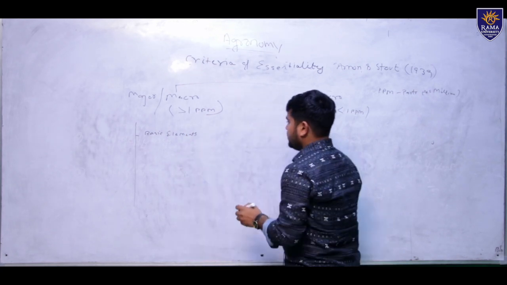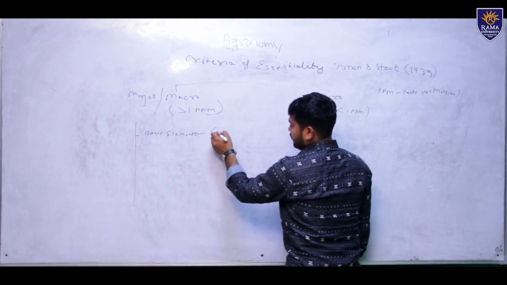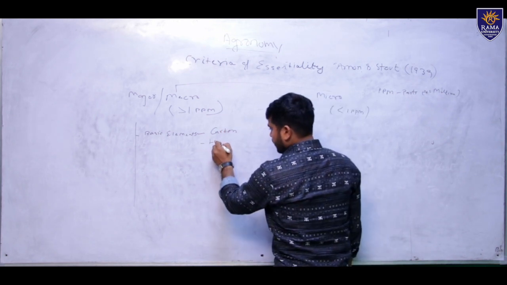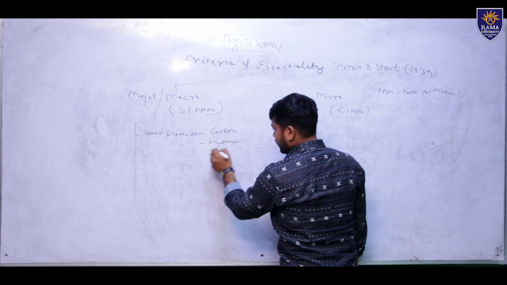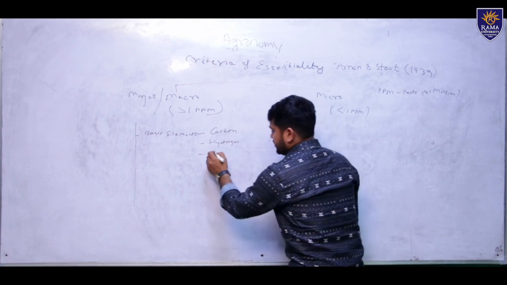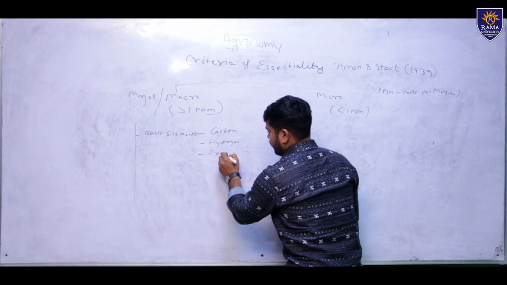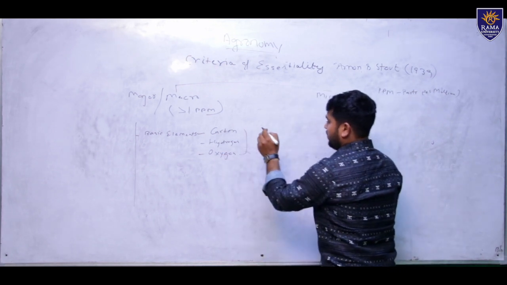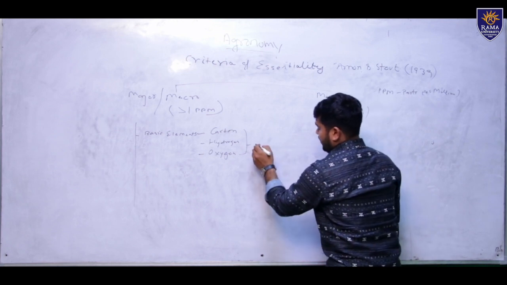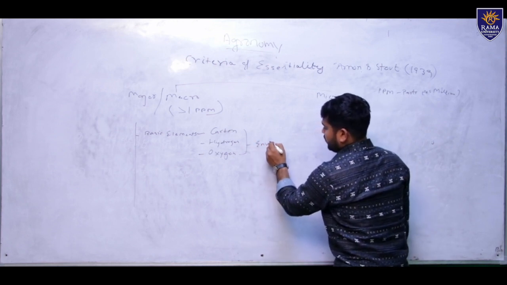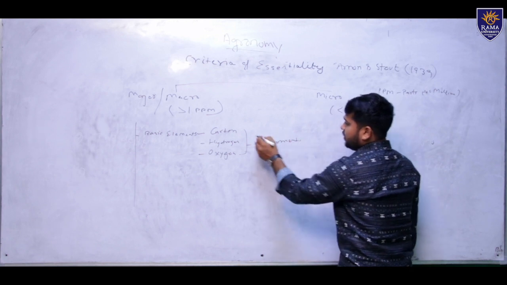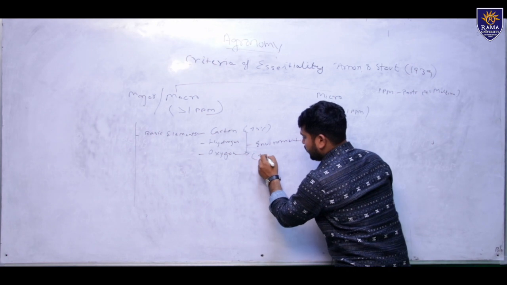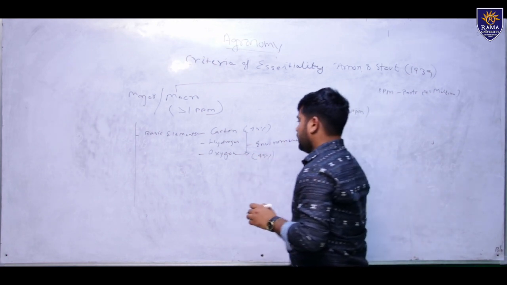In basic elements there are carbon, hydrogen and oxygen. Carbon, hydrogen and oxygen are found in the environment, and the concentration of carbon and oxygen is 45%.